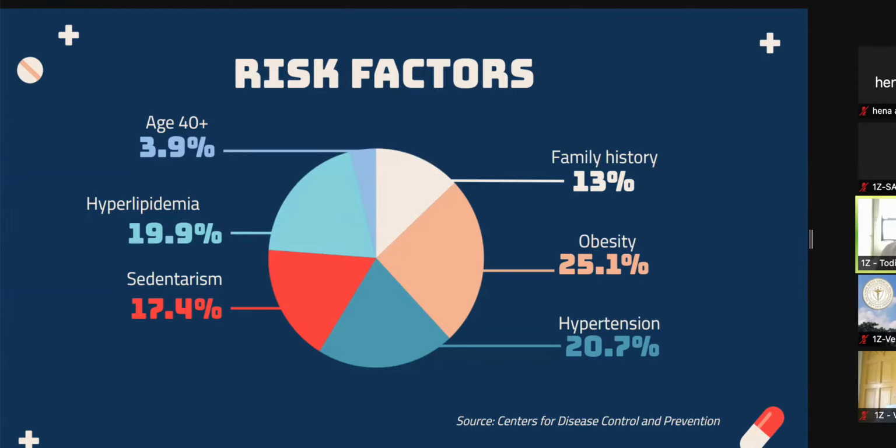So here are the risk factors for diabetes mellitus. Included dyan yung obesity, which is number 1, hypertension, hyperlipidemia, sedentarism, family history, and of course, sa type 2 diabetes, which will be discussed later, related din, risk factor din yung age, which accounts for 3.9%.